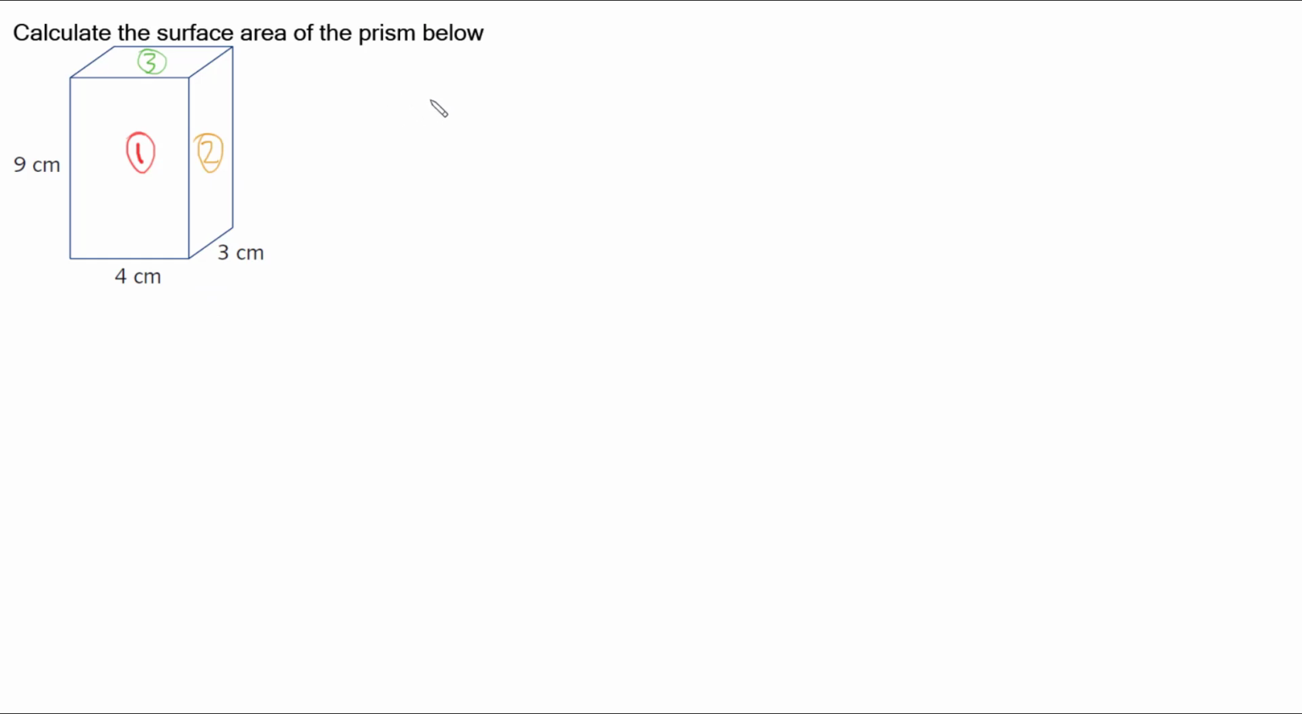So if we have a look at the first rectangle, it's 9 centimeters by 4 centimeters. So we can use our area rule, length times width, and so we can do 4 times 9, and that way we have an area for the front rectangle of 36 centimeters squared, and that would also be the same for the back rectangle.